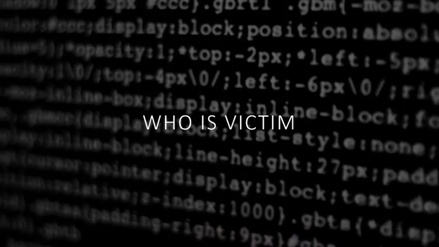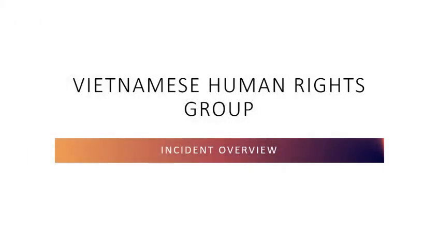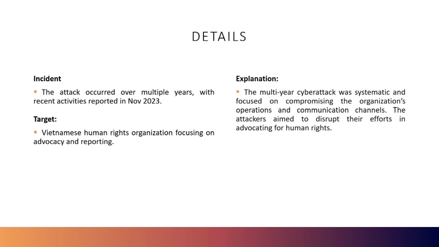Who is the victim? Vietnamese human rights group. The incident is reported in November 2023. The multi-year cyber attack was systematic and focused on compromising the organization's operations and communication channels. The attacker aimed to disrupt their efforts in advocating for human rights.